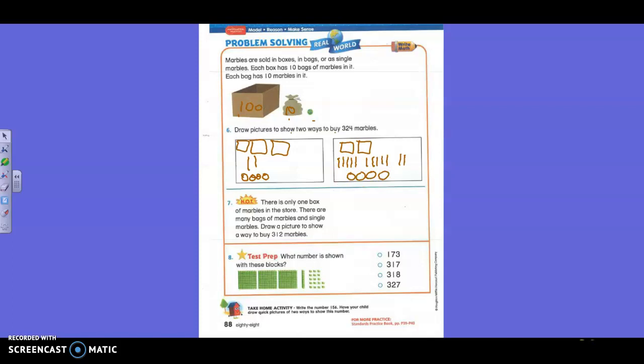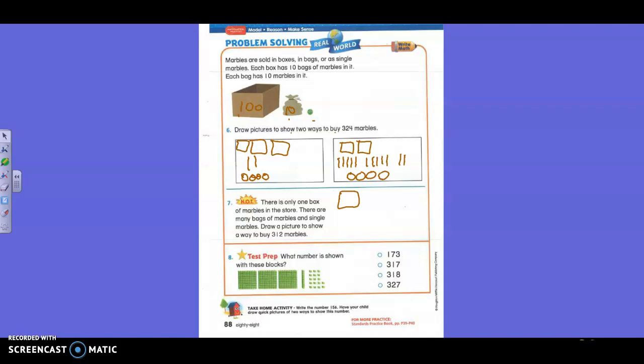So now, okay, hard problem. There is only 1 box of marbles in the store. There are many bags of marbles and single marbles. Draw a picture to show a way to buy 312 marbles. Okay, there's only 1 box. So 1 box would be what? 100. But how many hundreds do they want us to do? 3.